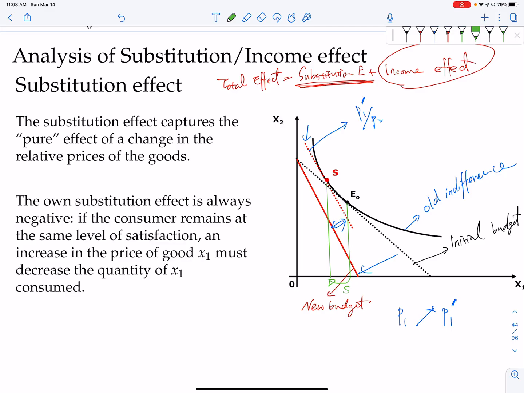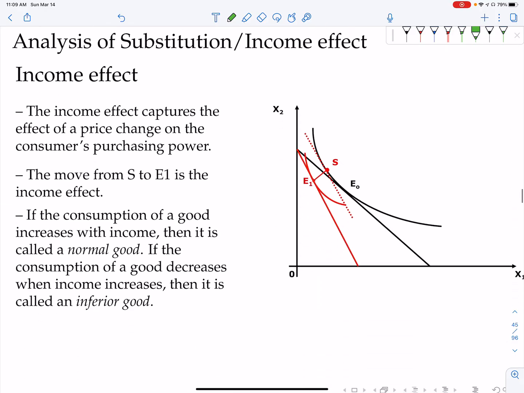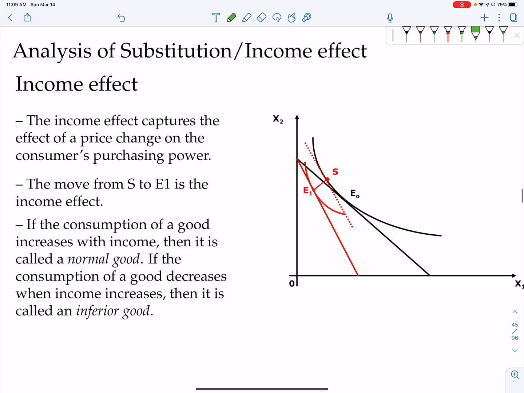So the own substitution effect is always negative. If the consumer remains at the same level of satisfaction, which means the same old indifference curve, then an increase in the price of good X1 must decrease the quantity of X1 consumed. So when price goes up, you decrease the consumption. But there's an income effect.